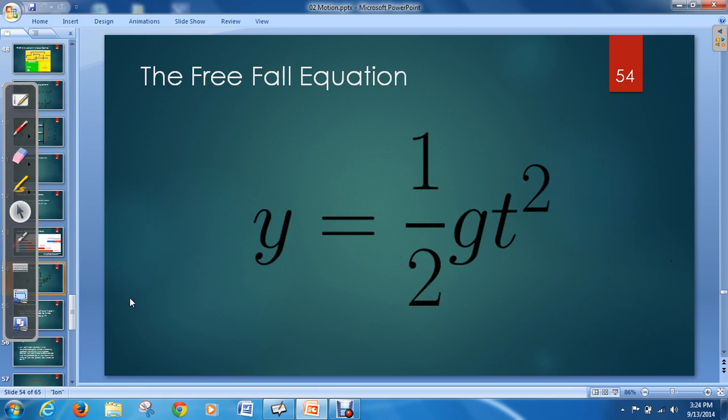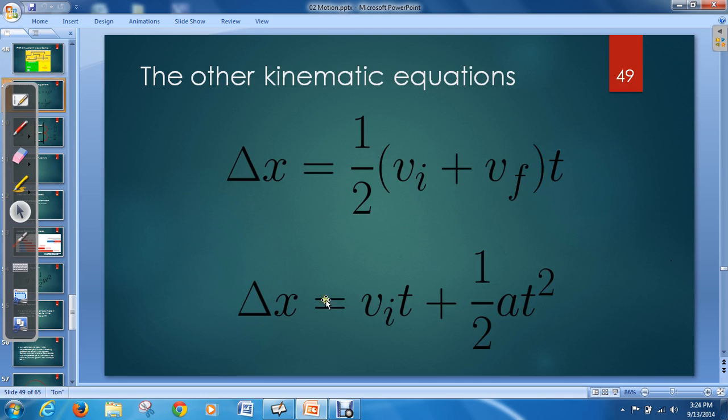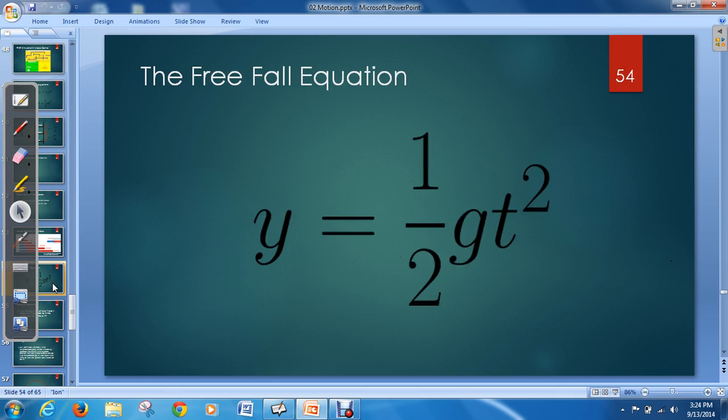The free fall equation is just a specific version of this equation down here. If we cancel out the Vi, set this term to 0, replace a with g, and x with y, we get the free fall equation. So what this is saying is we use y to represent height. So the height of an object is equal to 1/2 the gravitational acceleration times the time squared.